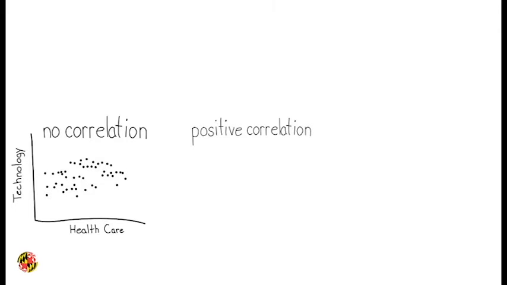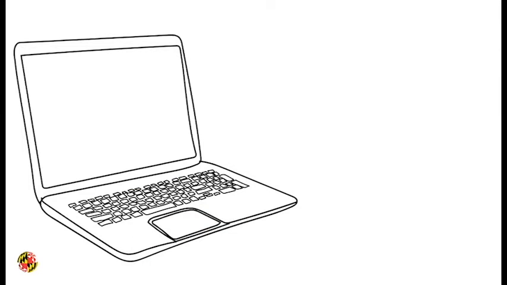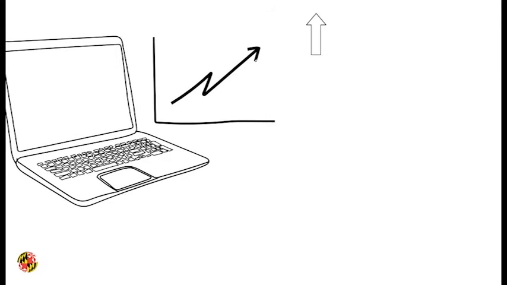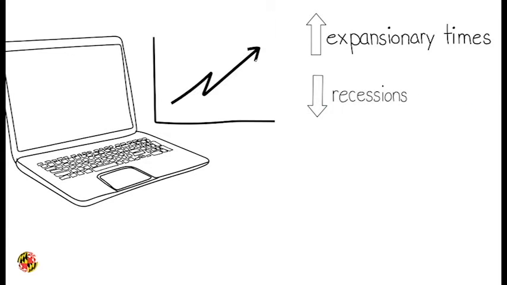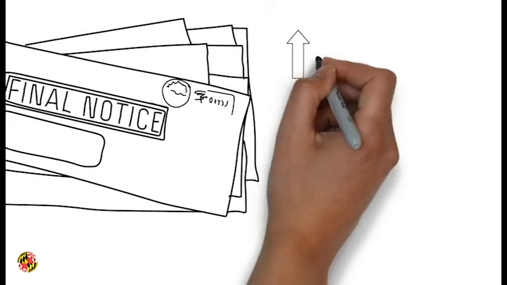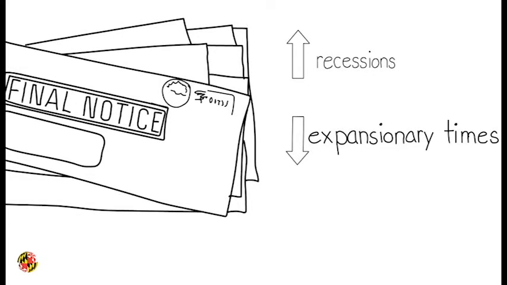Positive correlation means moving in the same direction, and negative means moving in the opposite direction. For example, most tech companies are highly correlated with the overall stock market. They do well in expansionary times and poorly in recessions. A collection agency, on the other hand, does well in recessions, lots more business, and poorly in good times when people have less trouble paying their bills.